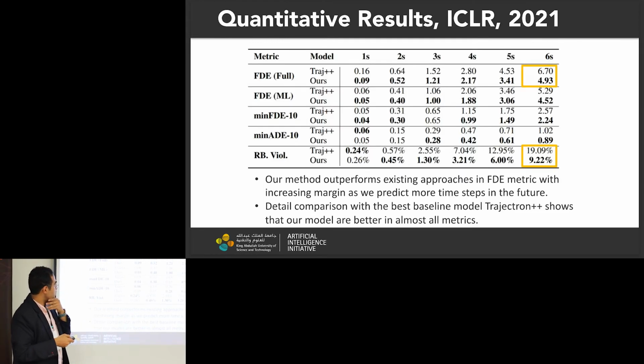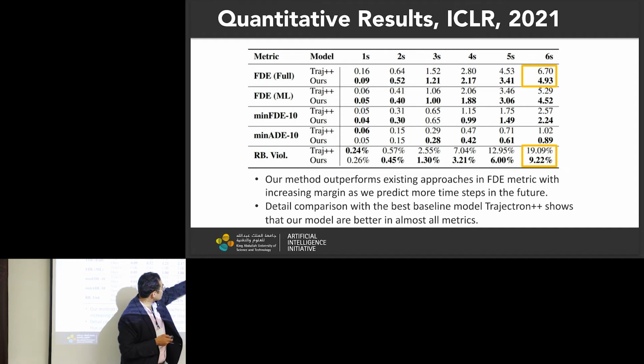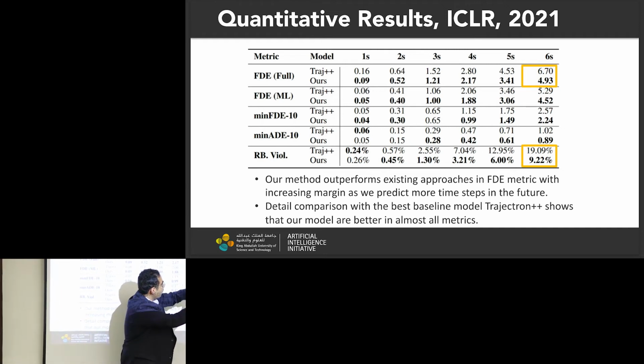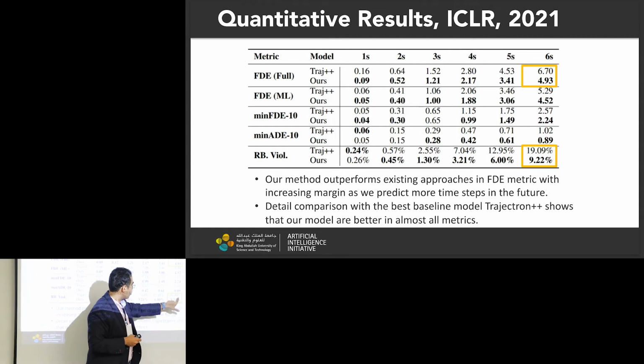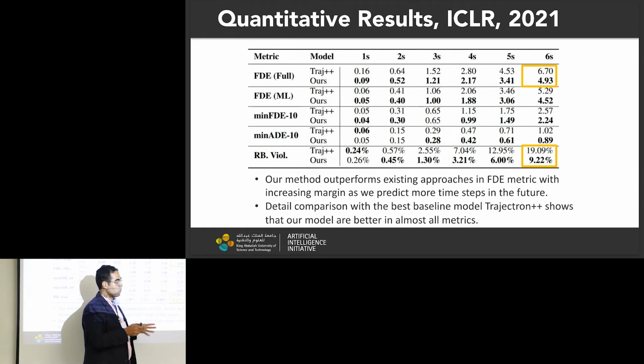And this improved the performance of road boundary violation and final displacement error significantly. The final displacement error, like how close the generated trajectory is to the ground truth, was reduced by 27%. And the road boundary violation means how frequently the model hits the road boundaries. That was reduced from 19% to 9%.